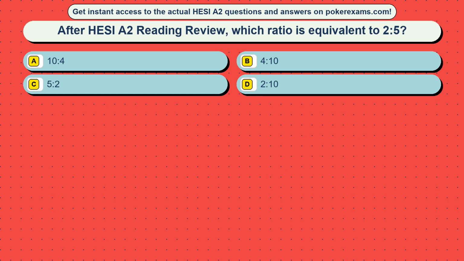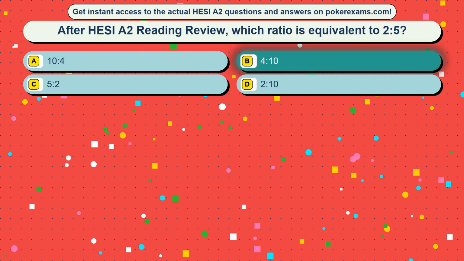Question 36. After HESI A2 reading review, which ratio is equivalent to 2:5? Option A, 10:4. Option B, 4:10. Option C, 5:2. Option D, 2:10. The correct answer is option B, 4:10.